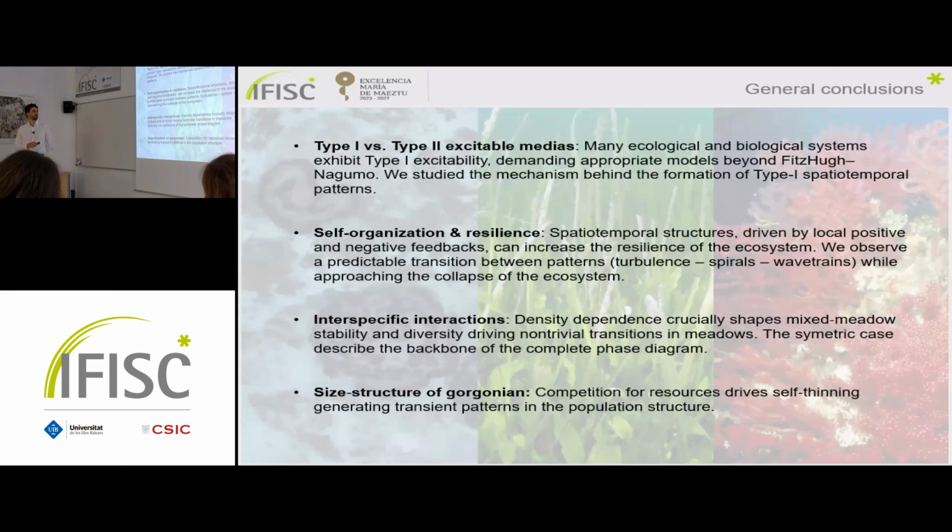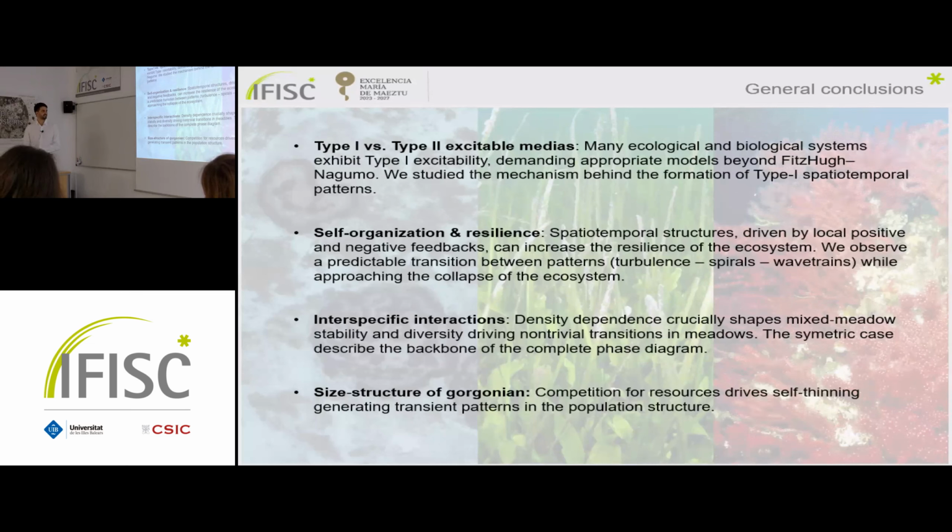About self-organization and resilience, we study this plant soil system, where we include local and negative feedback that drives the formation of self-organized traveling structures. And we saw that these structures can increase the resilience of the ecosystem and that have very predictable phases while increasing the mortality, from turbulent to spirals to wave trains.